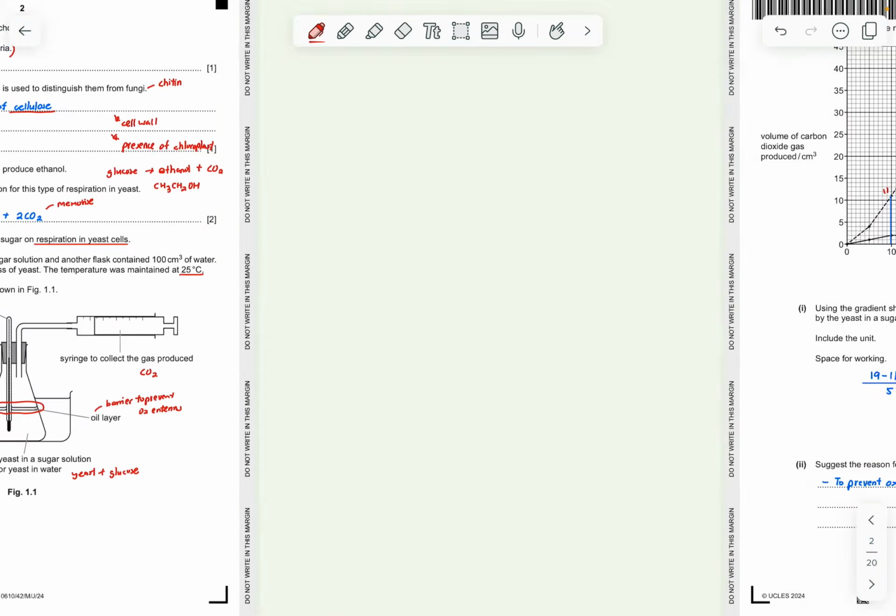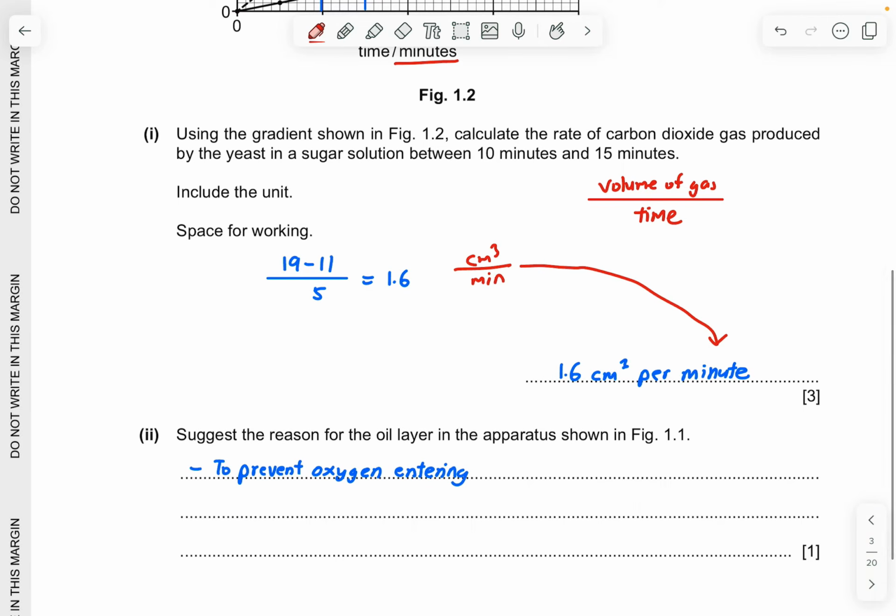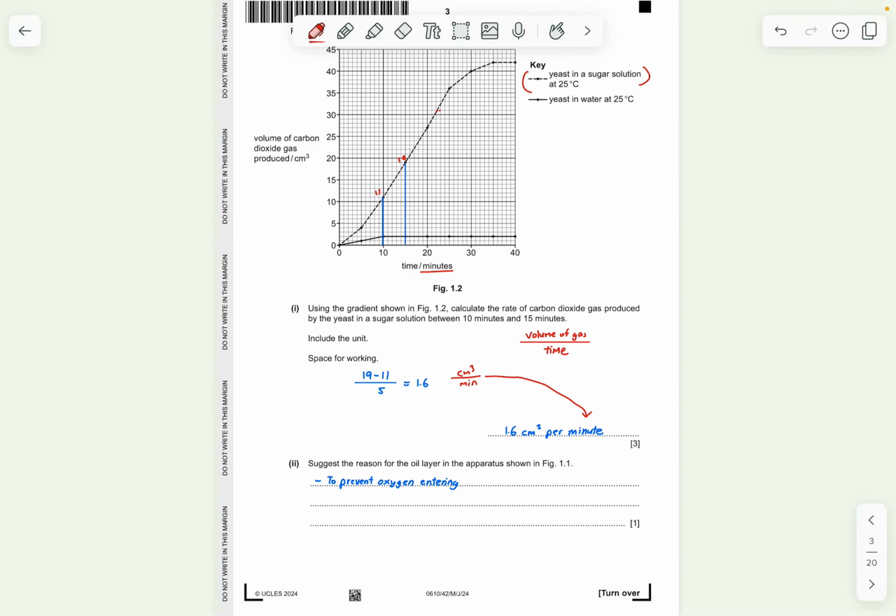So what you have to do is to make sure that it is covered so that no oxygen can be going in, because you want to measure by the process of anaerobic respiration, so you cannot have oxygen involved in it. Alright, so that is the answer.